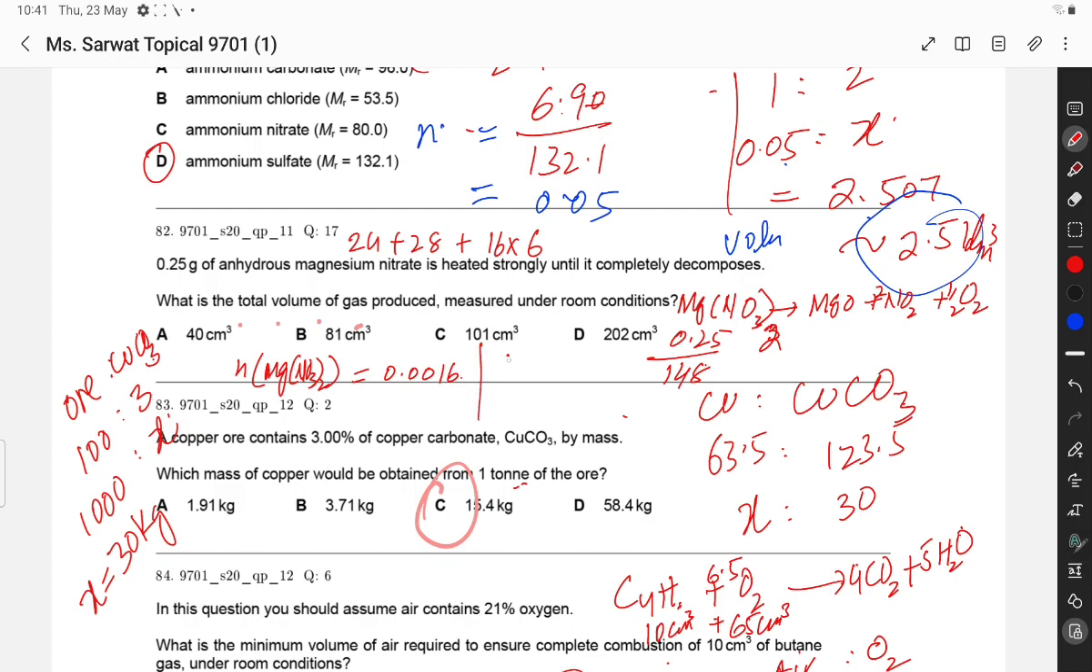By using the mole ratio 1:2.5, 0.0016 ratio x, 0.0016 multiplied by 2.5 is equal to 0.004. 0.004 into 24,000 is the total volume of gas.